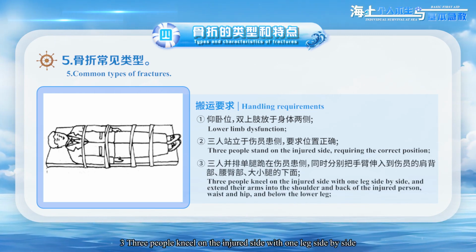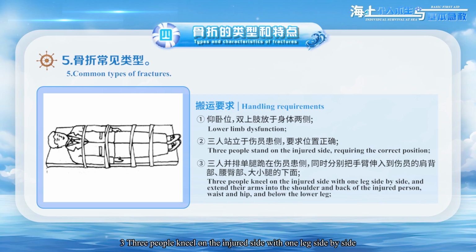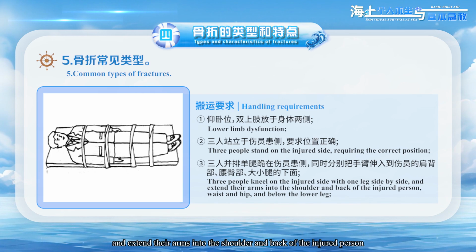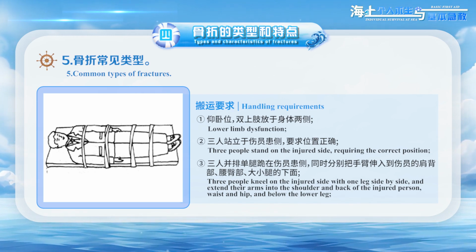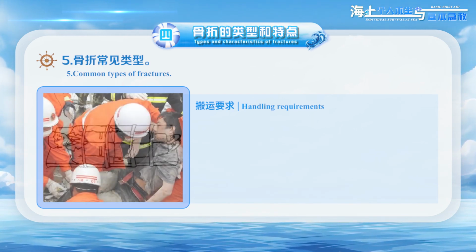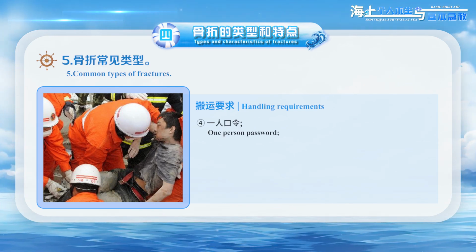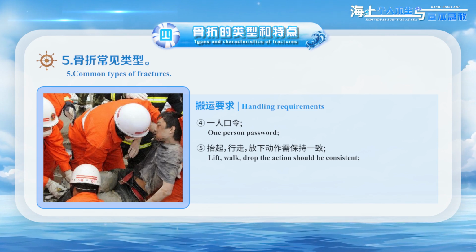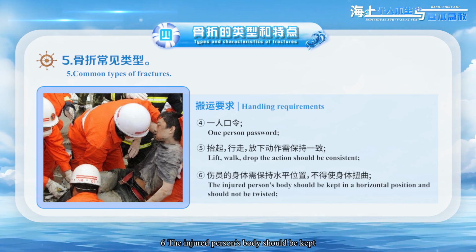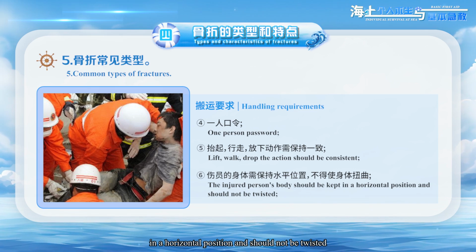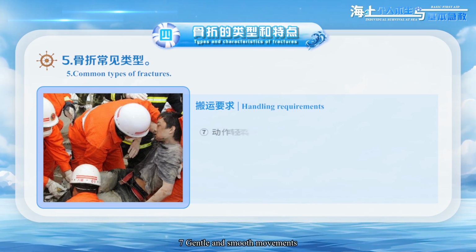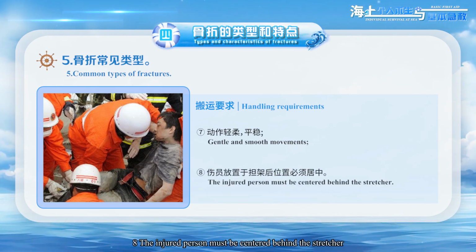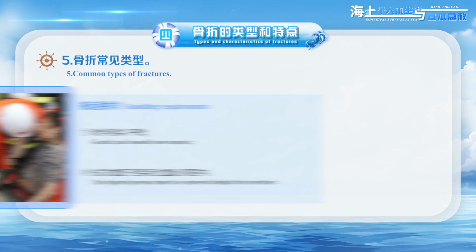3. Three people kneel on the injured side with one leg, side by side, and extend their arms under the shoulder and back of the injured person, the wrist and hip, and below the lower leg. 4. One person gives the command: lift, walk, drop. 5. The action should be consistent. 6. The injured person's body should be kept in a horizontal position and should not be twisted. 7. Gentle and smooth movements. 8. The injured person must be centered behind the stretcher.